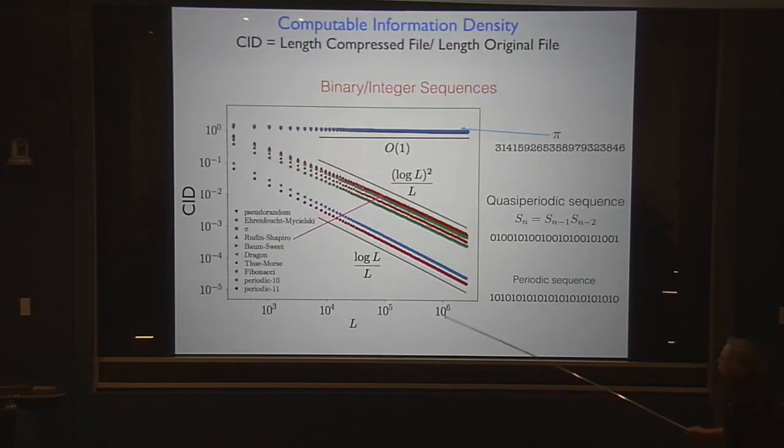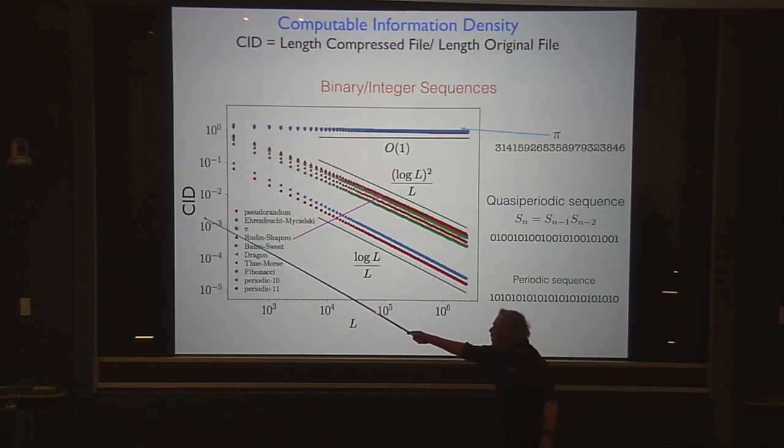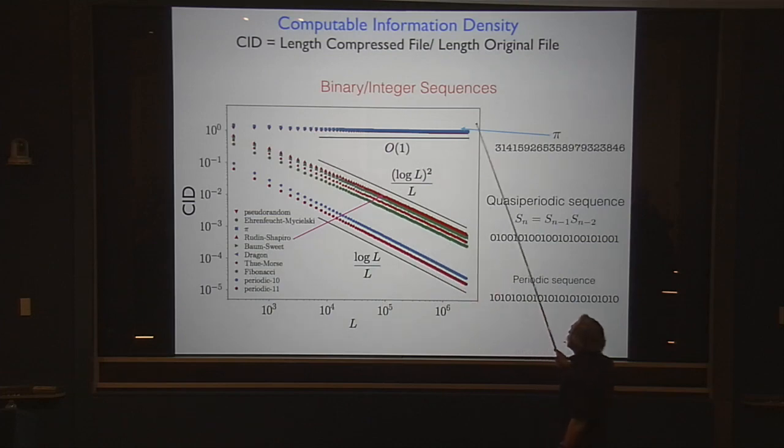Here's the way this works. If I take a random number, it doesn't compress. So as a function of the size of the system, the compression doesn't compress you, essentially. You just get something that's flat. If you have something that's periodic, it dies like log L over L. If you have something that's quasi-periodic, like a Fibonacci sequence, it goes like log squared. There are all sorts of weird things in this, okay, and that also show you lots of differences between, for instance, the Kolmogorov complexity and the Shannon entropy.